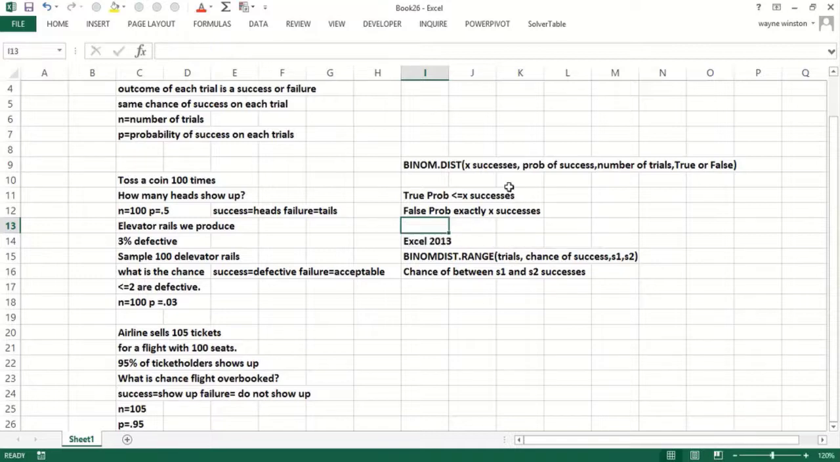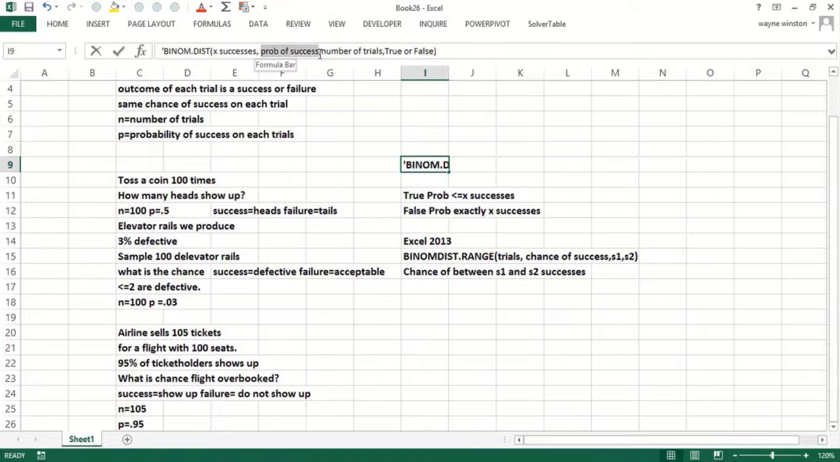Oh, I had that right, sorry. Apologize. So the number of successes, number of trials, and probability of success. I had that right the first time. I don't know why I thought it was wrong.